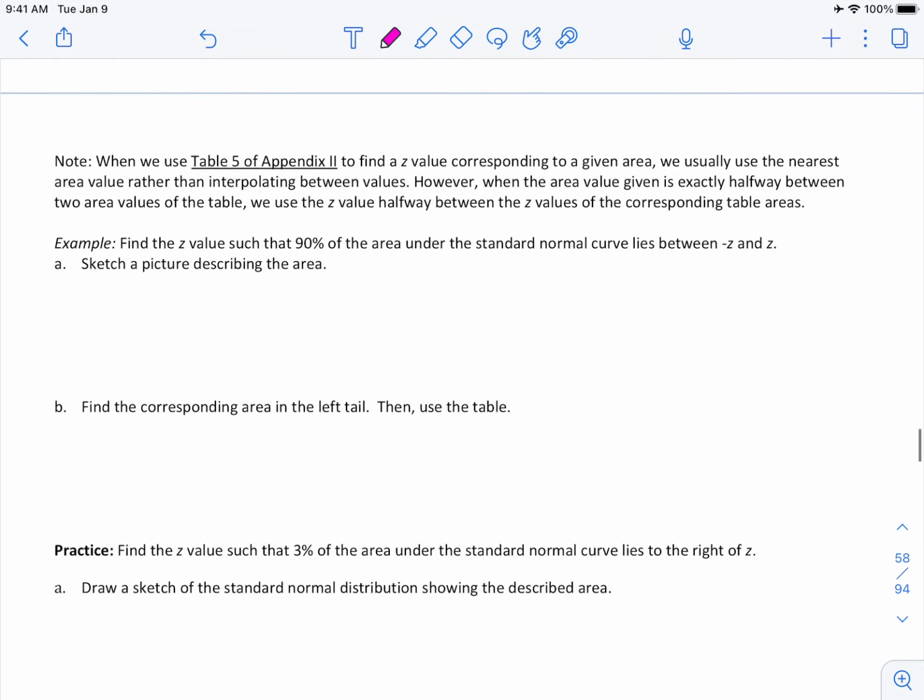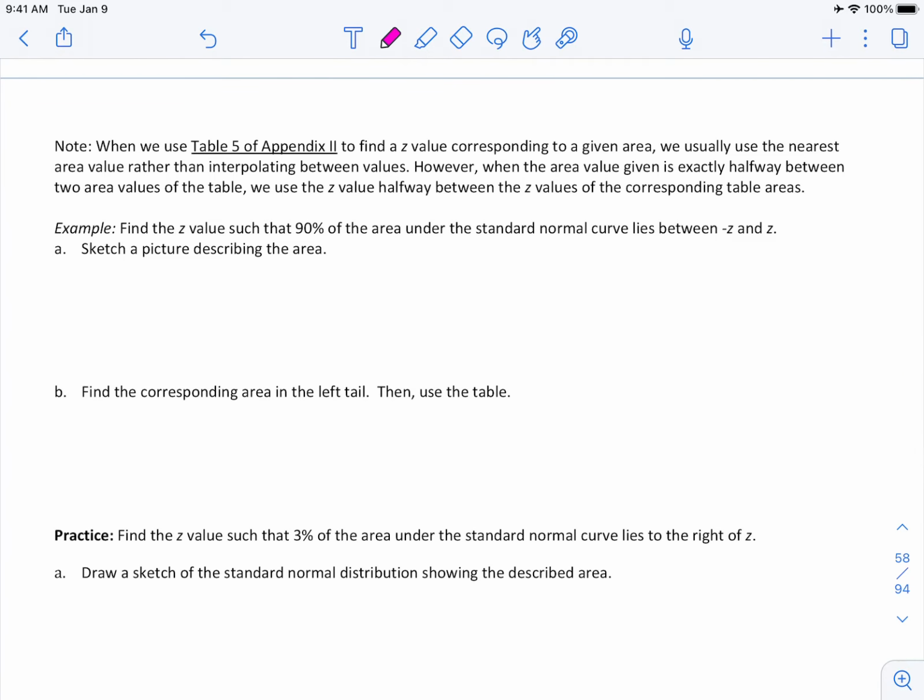All right, so this is when we use the table, we use the nearest value. Like I said, I prefer the calculator because it gives you the exact value. But again, I'll check your work using either.